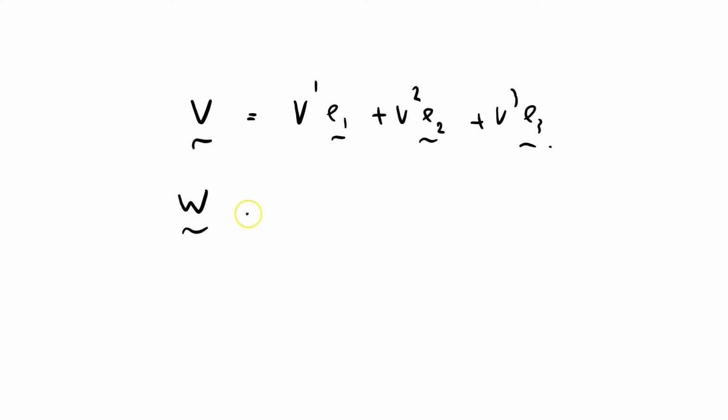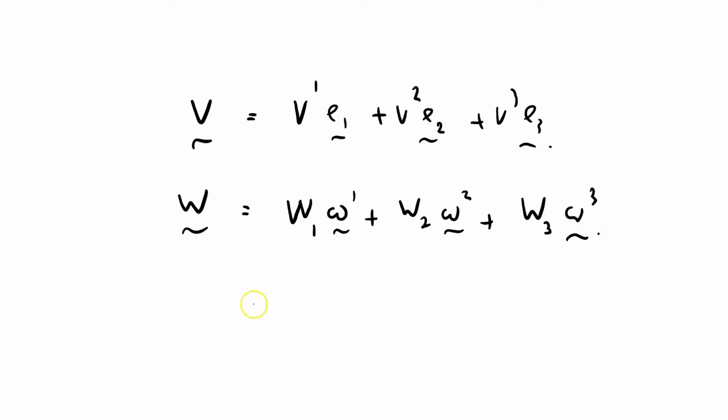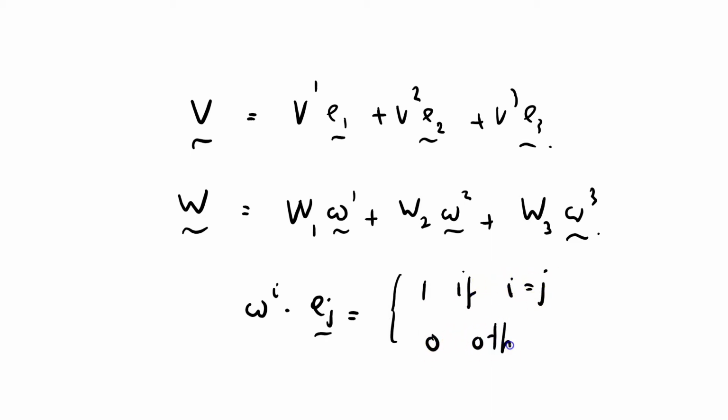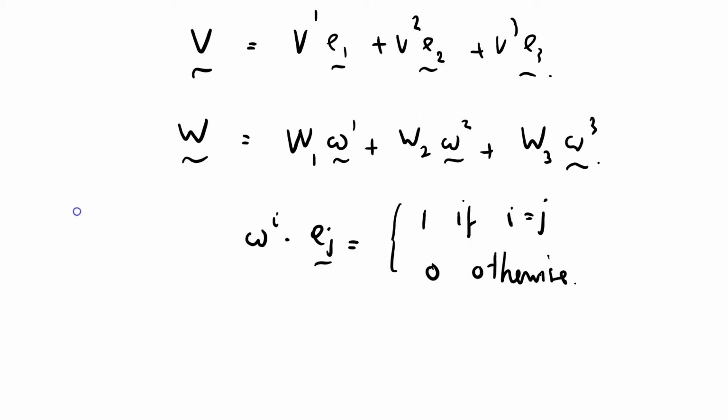And now if I get a w expressed in covariant form, w1 omega 1 plus w2 omega 2 plus w3 omega 3. And I've chosen the omegas such that omega i dot ej equals 1 if i equals j and 0 otherwise. I spent quite a lot of time fooling around with that. So it's called a conjugate basis.